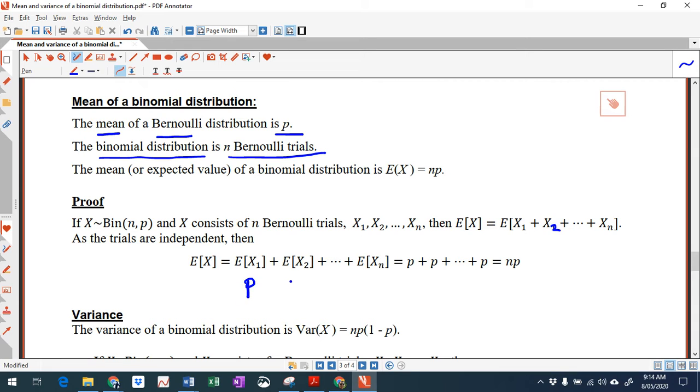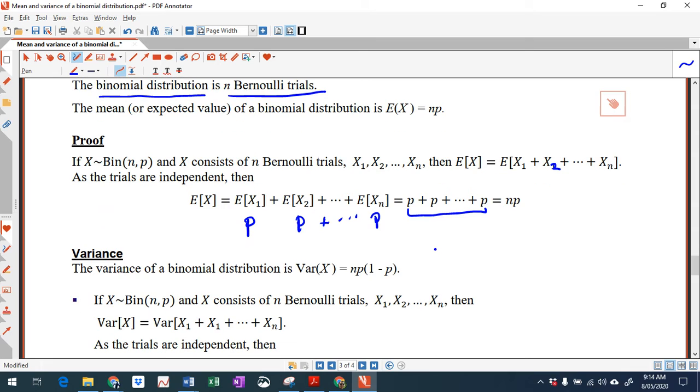So P there, all the way up to P. That gives you how many P's? It gives you n lots of P's because you could have n trials. Okay, so the expected value of a binomial distribution is n times P, where P is the probability of success and n is the number of Bernoulli trials.